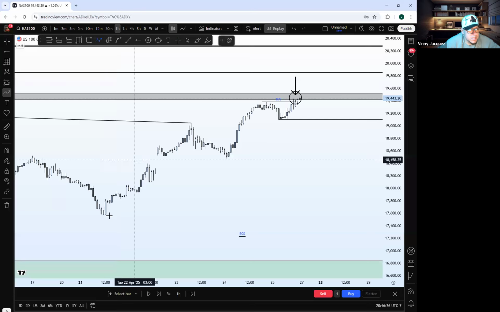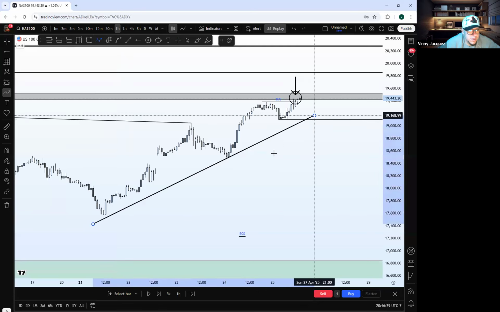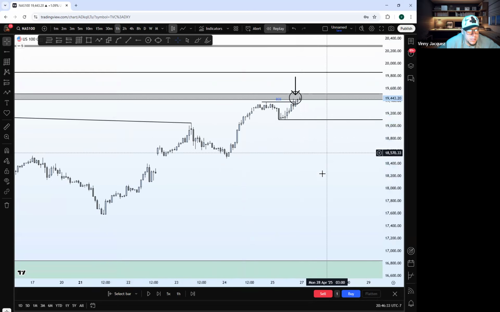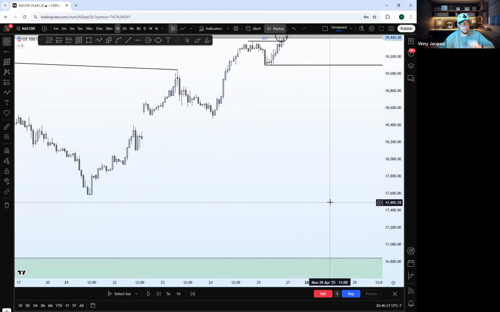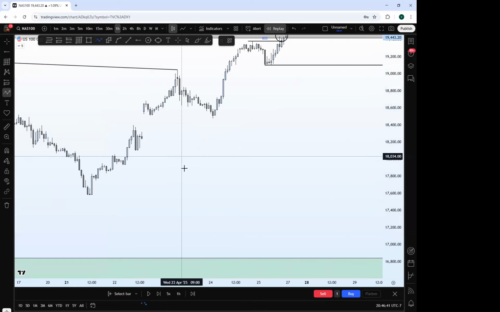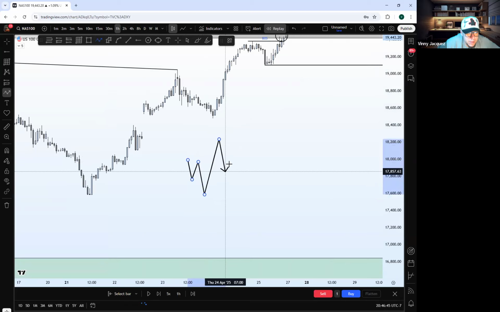Would you guys consider NAS to be pretty bullish in this area? Yes, right? Now, when the market is bullish, what do we look for? Inverted head and shoulders or regular head and shoulders? Inverted, right? That's what we want to see. So we can look for some possible buys.